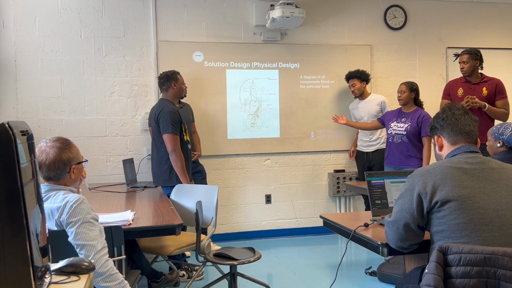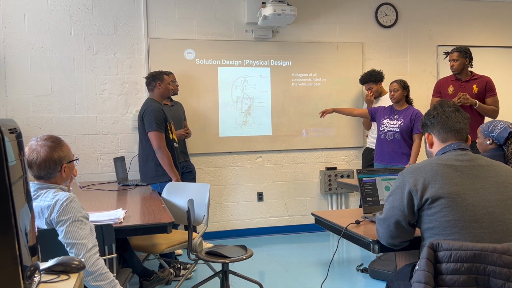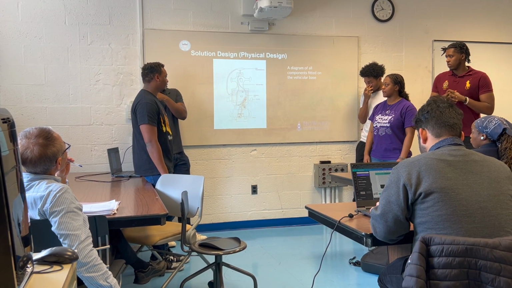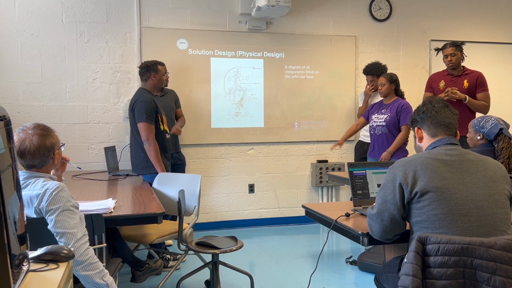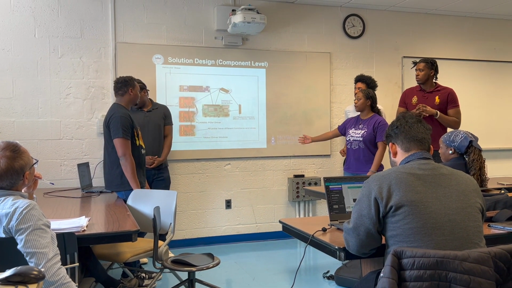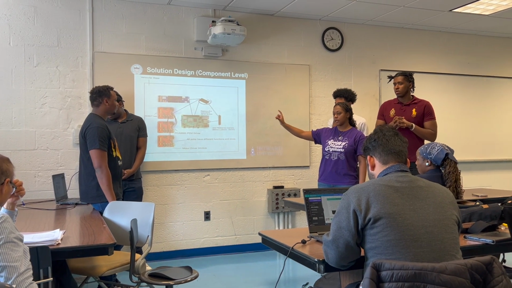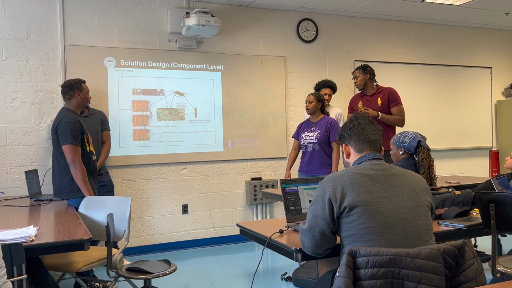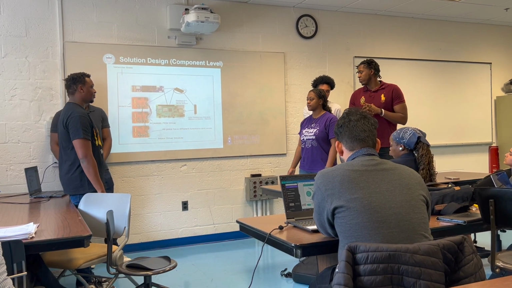Here's our drawing, our diagram of our solution design, kind of like the physical design of the base and the connection of the Raspberry Pi and the FPGA and the Intel camera, etc., and the motors. And our component level, more of a more intricate image or diagram of the actual connection and the components of the autonomous vehicle.